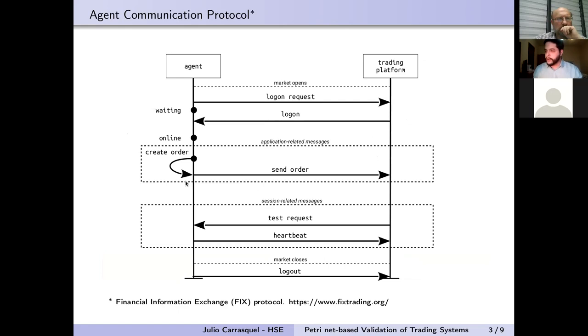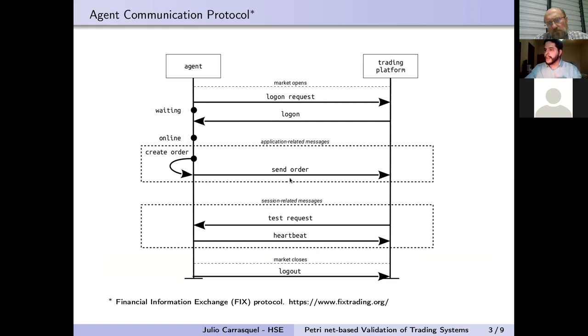Before introducing the model, I take as a very small example a subset of the Financial Information Exchange protocol, FIX, which is used in real-life trading systems. How does it work? For example, the market opens. So the ring bell says to the agents that they can log in to the platform, and the platform starts granting these logins. Then, once they are logged in, agents can start to create orders and send them.